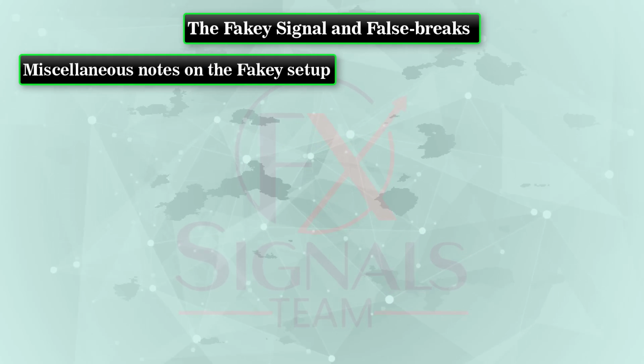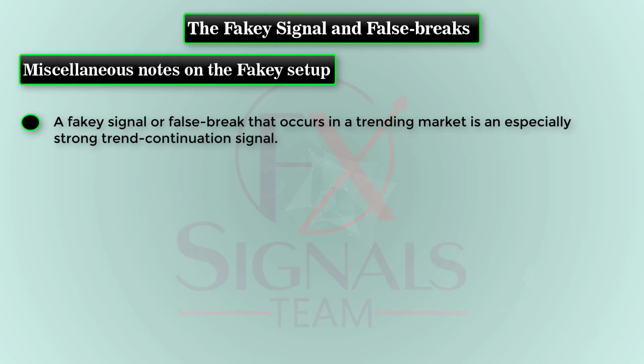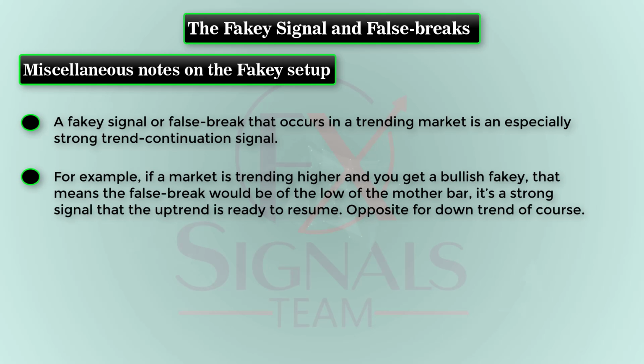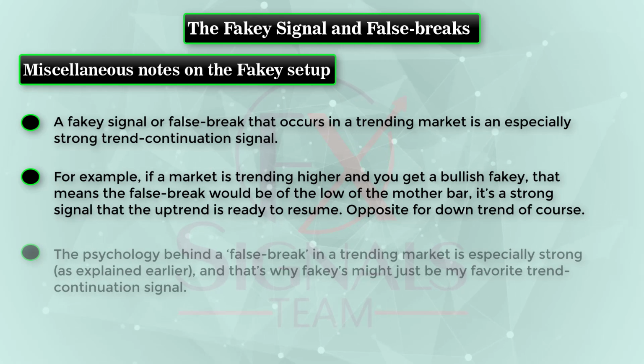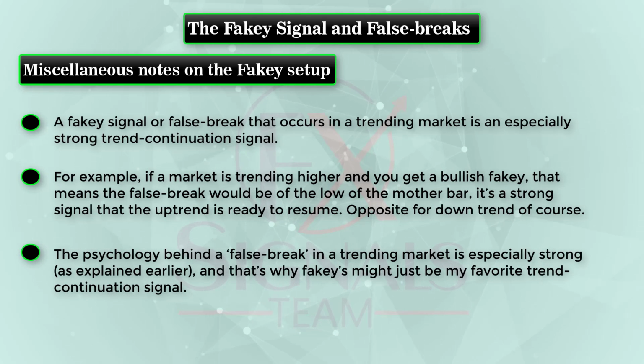Miscellaneous notes on the Fakey setup. A Fakey signal or false break that occurs in a trending market is an especially strong trend continuation signal. For example, if a market is trending higher and you get a bullish Fakey, that means the false break would be of the low of the mother bar. It's a strong signal that the uptrend is ready to resume. Opposite for downtrend, of course. The psychology behind a false break in a trending market is especially strong, and that's why Fakies might just be my favorite trend continuation signal.